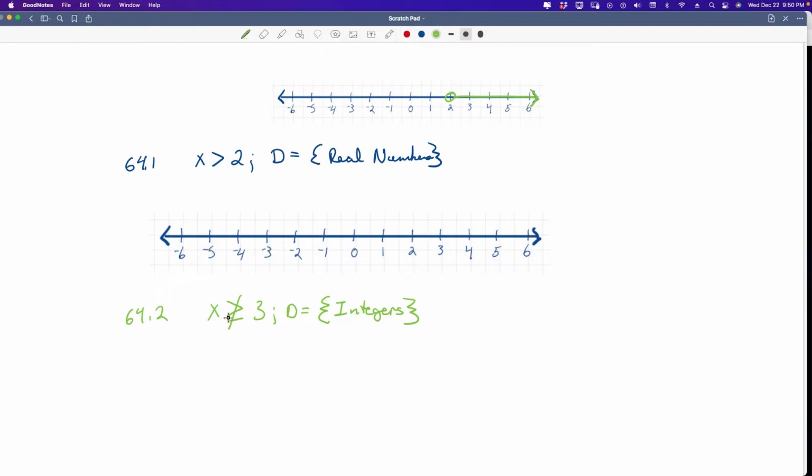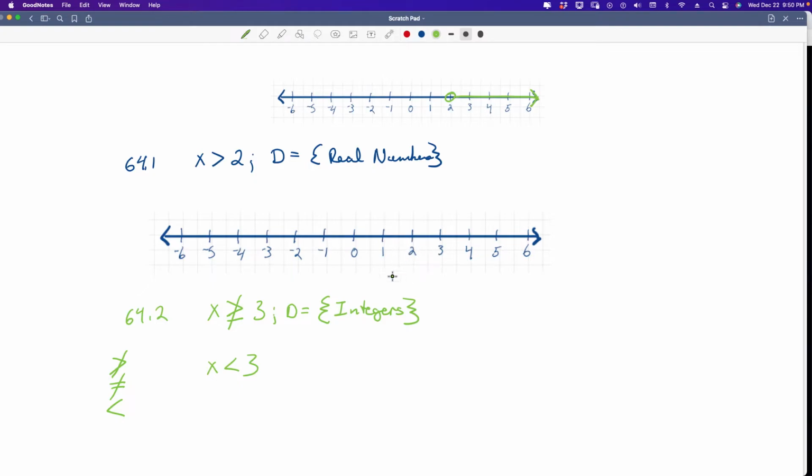So if x is not greater than or equal to 3, you only have 3 options. You have greater than, you have equal to, and you have less than. So if it's not greater than and it's not equal to, then x must be less than 3. And it's only the integers. So we're going to find 3 right here. There's nothing we can do here because it's not included. We're not drawing a line.